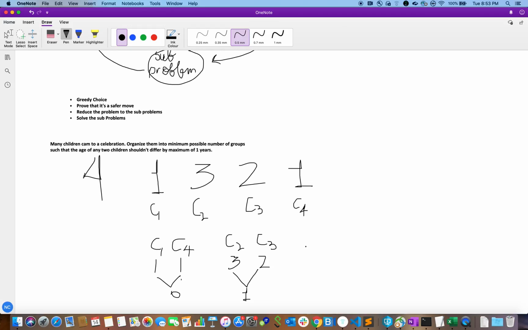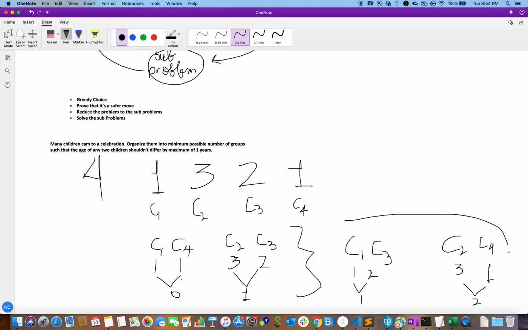There might be other solutions as well. Suppose you think of organizing C1 and C3, and C2 and C4. Look at the numbers here. C1 has an age of 1 year and C3 has an age of 2 years. In this situation the difference is at most 1 year, and it successfully meets the condition given in the problem. But if you look at the second group, C2 has an age of 3 years and C4 has an age of 1 year. In this situation the difference is 2. So it doesn't meet the constraint given in the problem. Seeing this, this shouldn't be our solution or any move we should take.